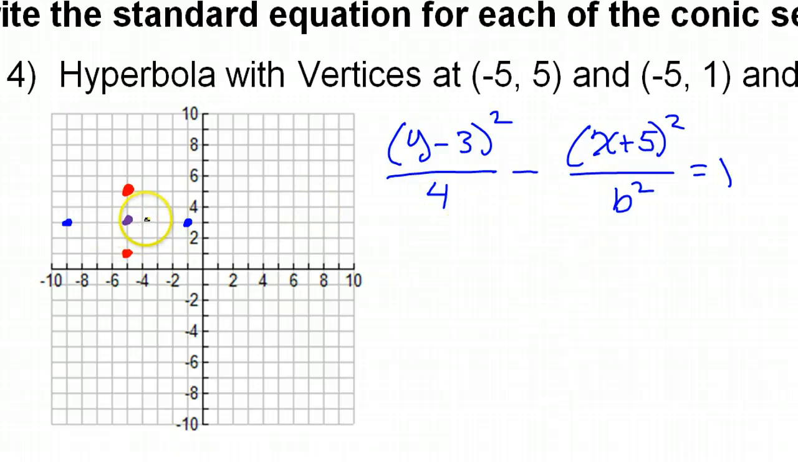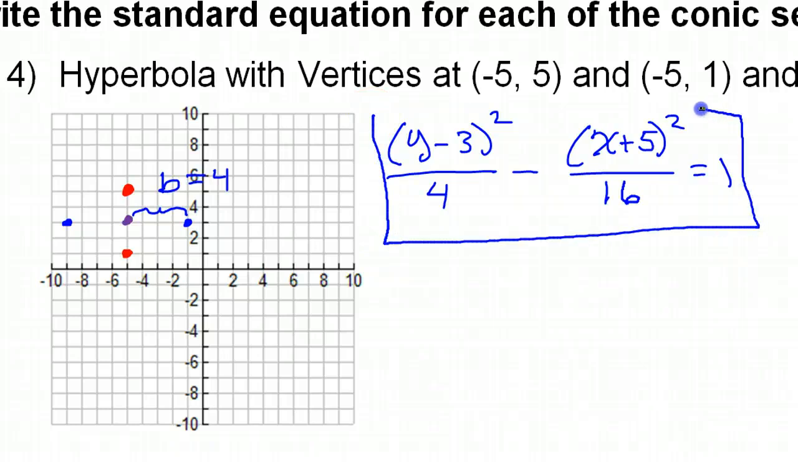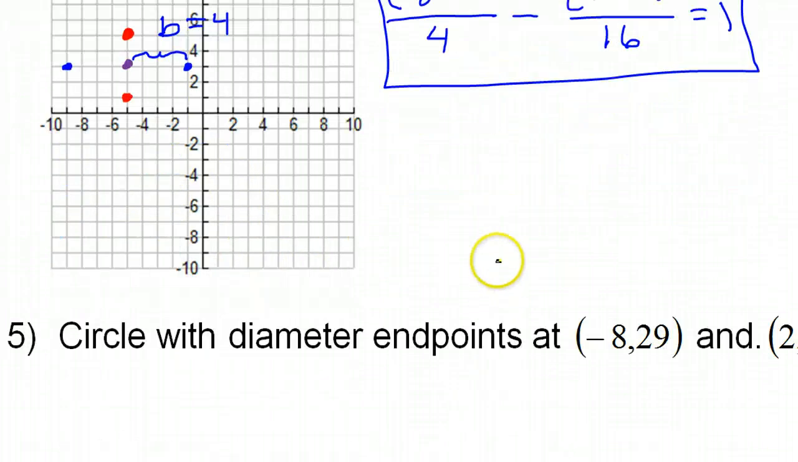Anyway, from the co-vertices, I can see that the b value, which is right here, is 4. So this tells me that b is equal to 4. Square that and you get 16. Okay, and that's it. This is what we were supposed to find, the standard equation, and now you've got it. Okay, so the graph thing, that was really like optional or something.